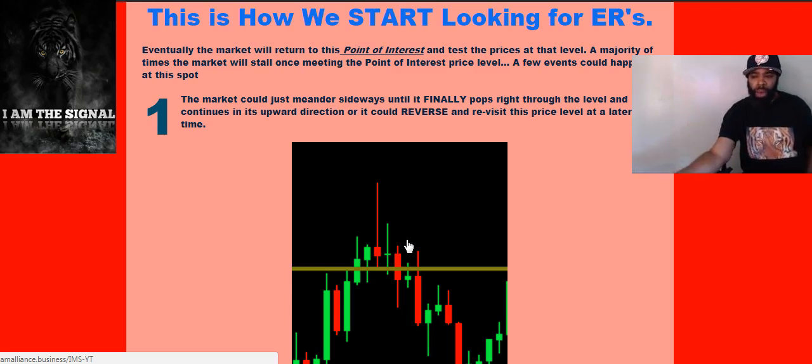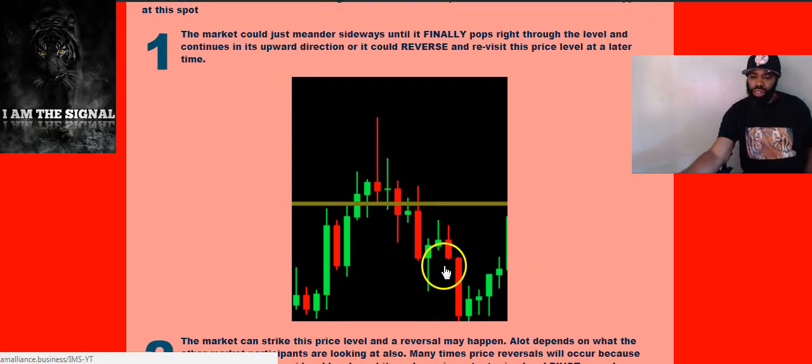All right, so we're talking about a time that happens in the future from when we first spot the resistance level, right? This is after we extended it out and the market returns to this level, and it's looking at this level now as a level of support. Okay? So the market could just meander sideways until it finally pops through. Sort of like on this picture, you see the market kind of going sideways first. Then it pops through the level.